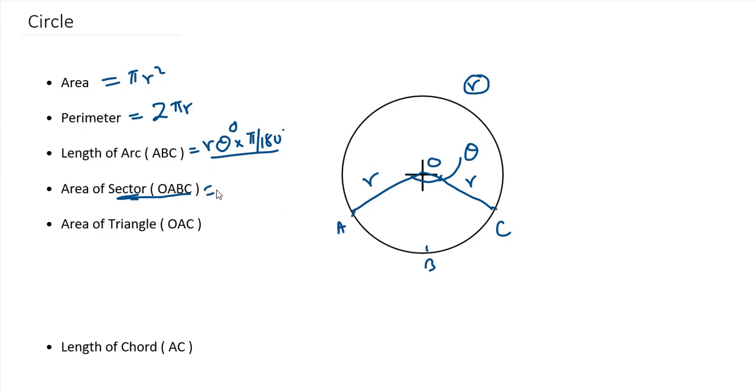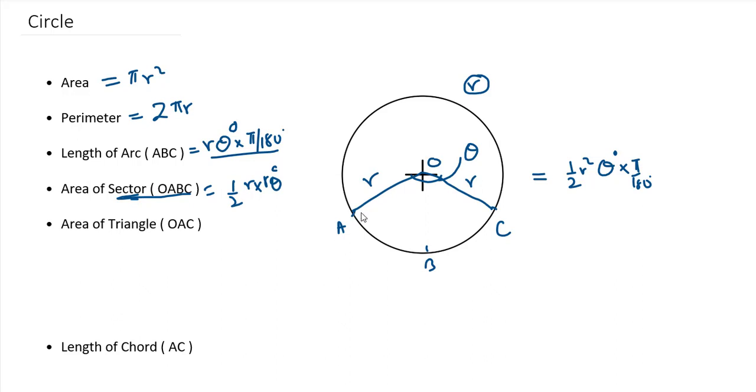It will be half r into the length of the arc, which is r theta. The theta is in radians. So we will finally get the area of the sector as half r square into theta. If you are entering theta in degrees, you will have to multiply it by pi by 180 degrees.